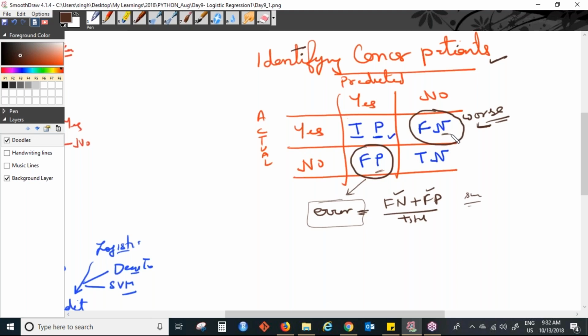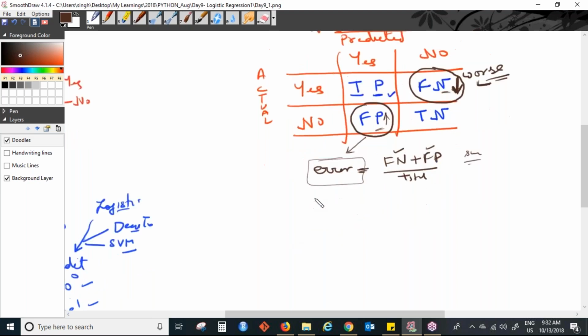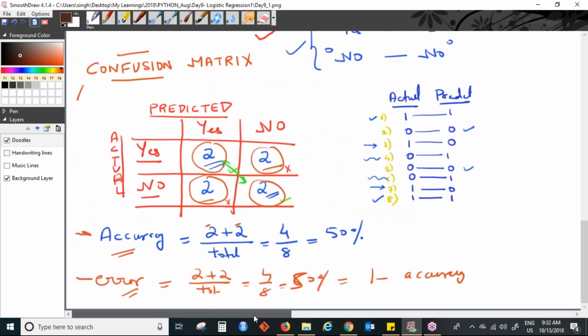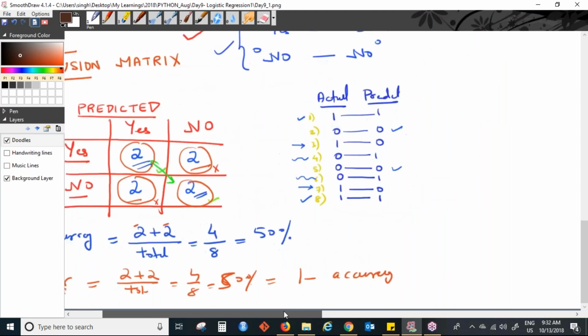What you will want is this quantity to be less. Even if this is slightly high, you are okay, but this quantity should be very less. But if you measure error, you will never know which quantity is less and which is more because all you get is the sum. So that is why we have a few other parameters also. From the confusion matrix, we have a few other parameters apart from accuracy and error. So let us see those other parameters now.